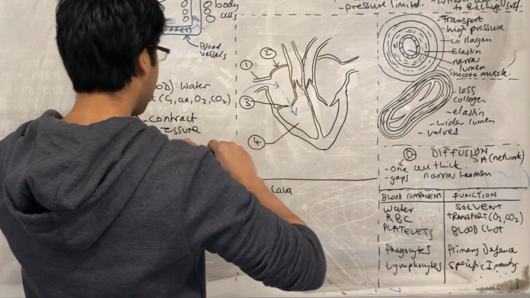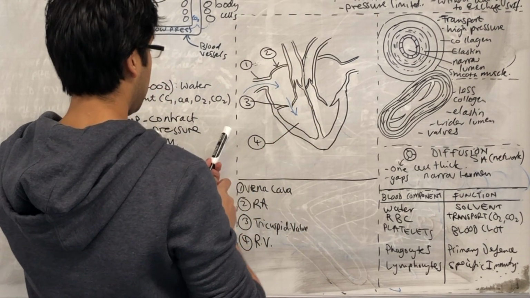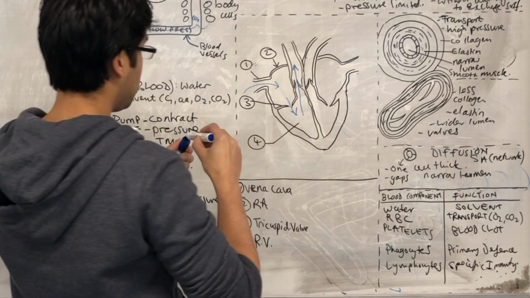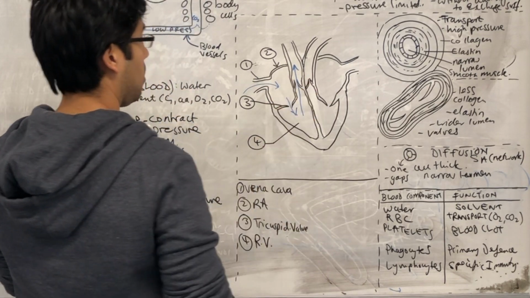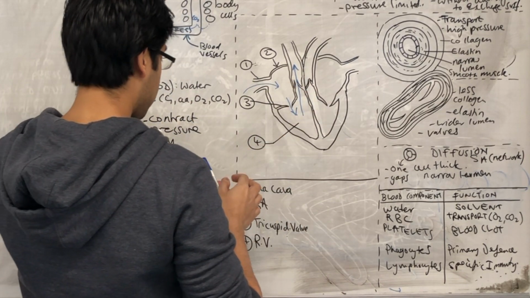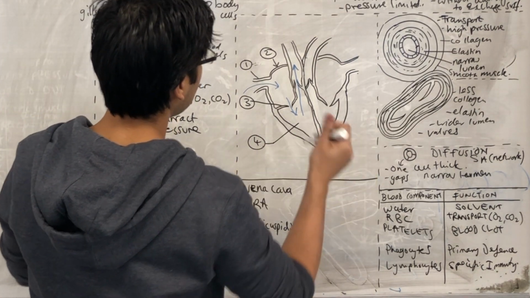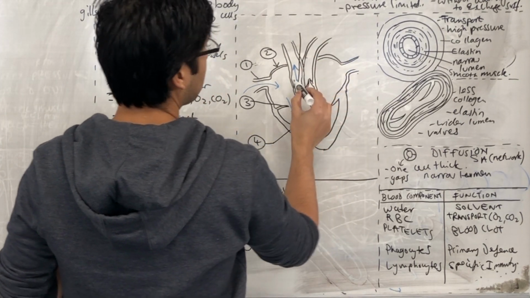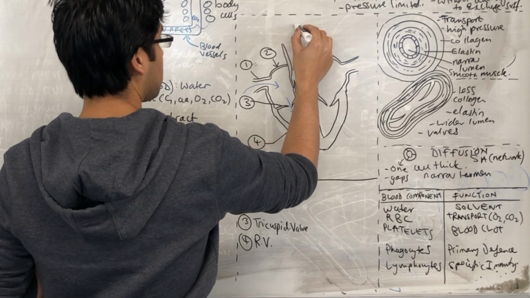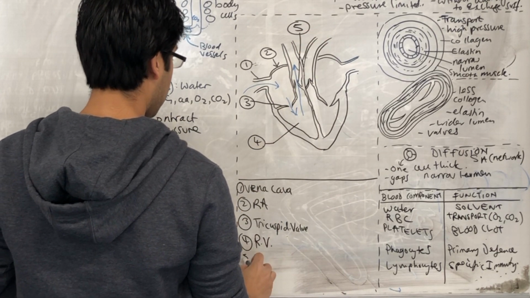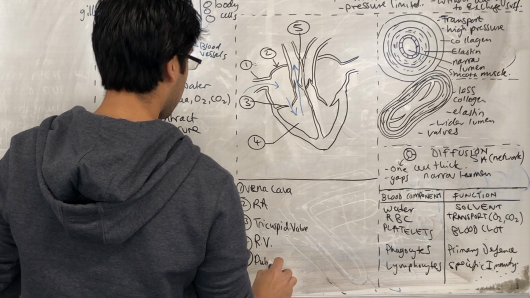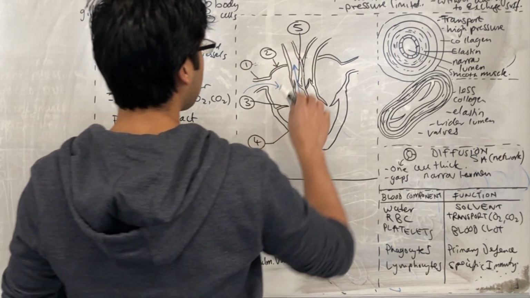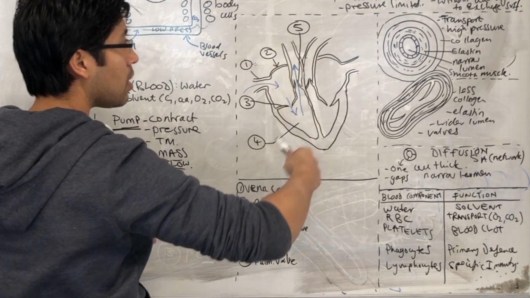Okay, and then when the ventricles contract, then the deoxygenated blood is pushed through the pulmonary valve. So structure 5, how can I do this properly? I don't think I can actually. So right there, that valve is structure 5, and structure 5 is going to be the pulmonary valve. Pulmonary valve.